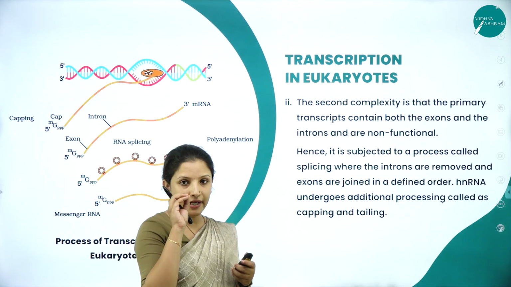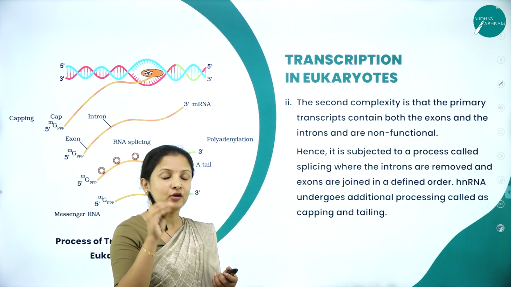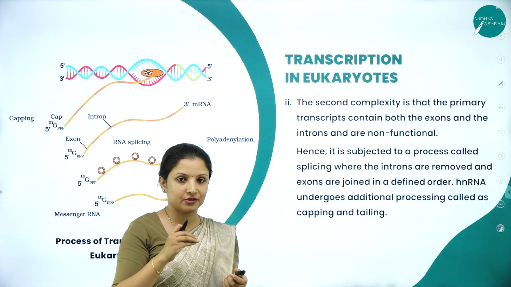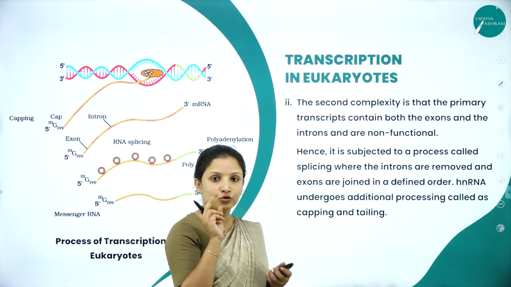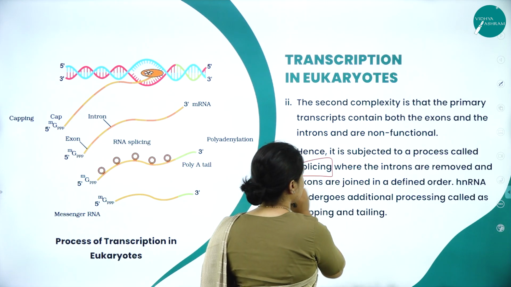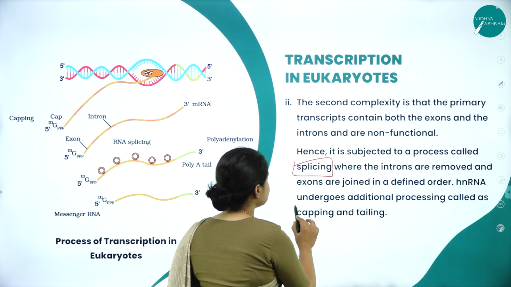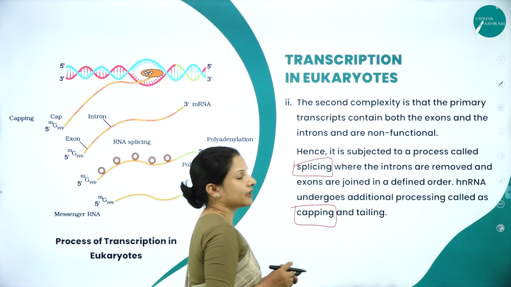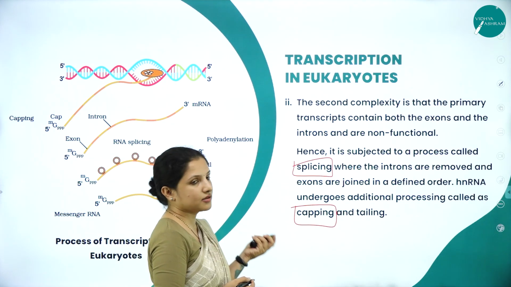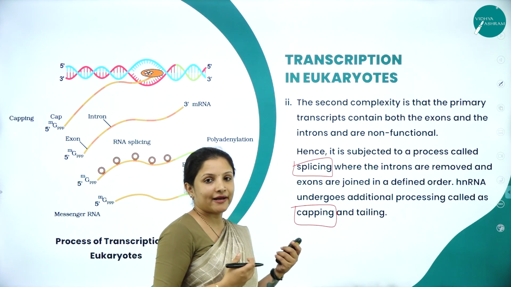So additionally, the nascent mRNA strand, once it falls off the coding strand, needs to undergo important steps. One is called splicing and the other is called capping. So splicing, capping, and tailing also need to take place. We shall see what happens in this. That is why they are complex.